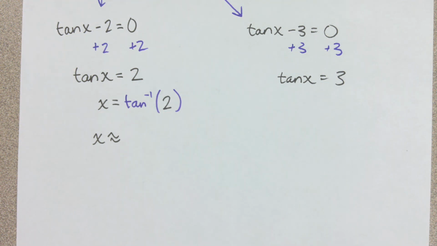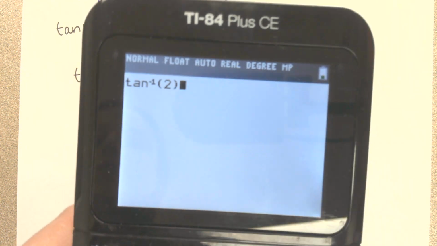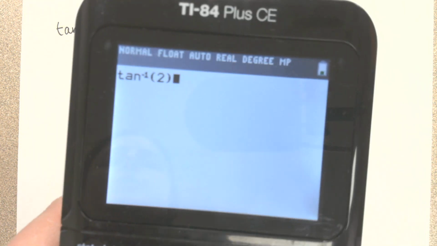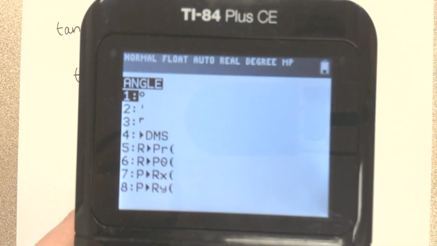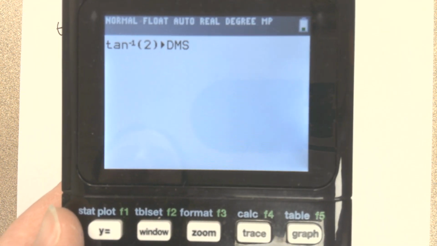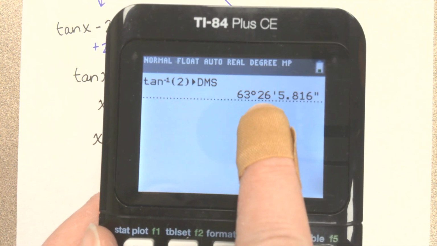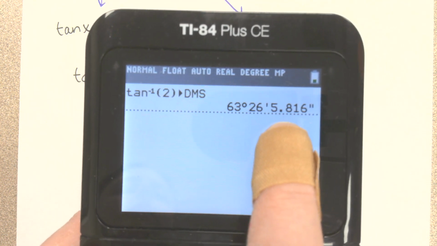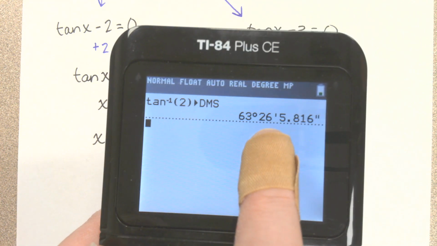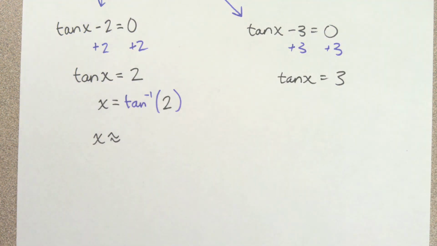And then we'll use our calculator to get that first answer. Inverse tangent of 2. Make sure your calculator is in degrees when you do this. And then don't forget to convert to DMS as well. Second apps to do that. We end up with 63 degrees, 26 minutes, 5 seconds, so we will not be rounding this up to 27. We'll just have 63 degrees, 26 minutes. That's our first answer.